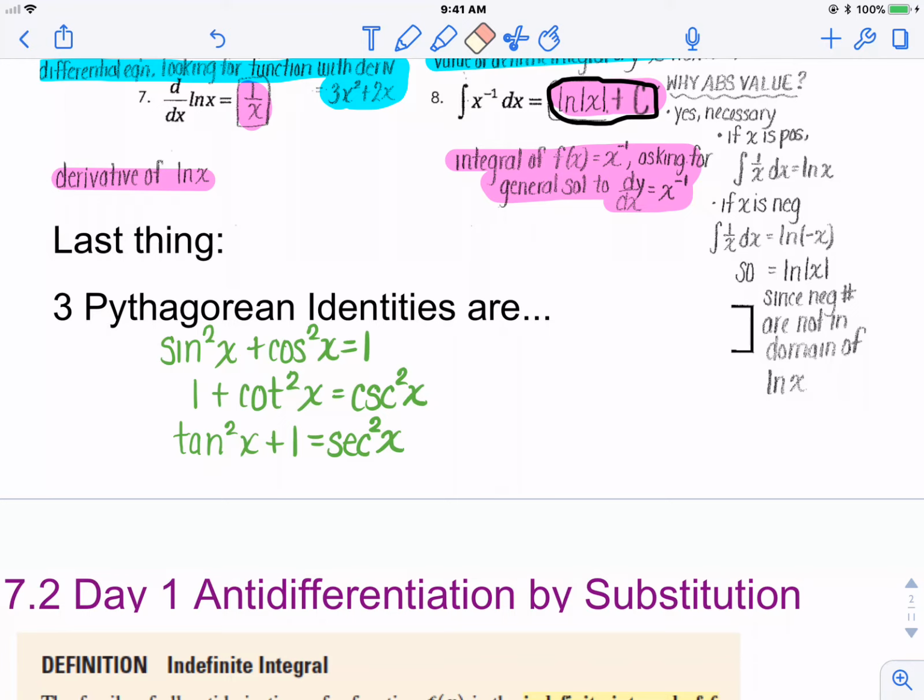The last thing it asks you to find are the 3 Pythagorean identities. You don't need to memorize all 3. You do need to know that first one. The sine squared plus cosine squared is 1.